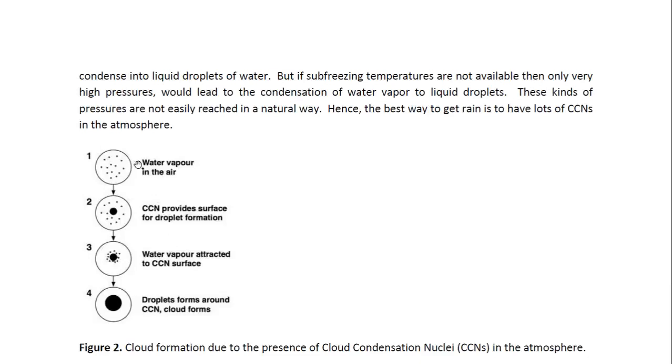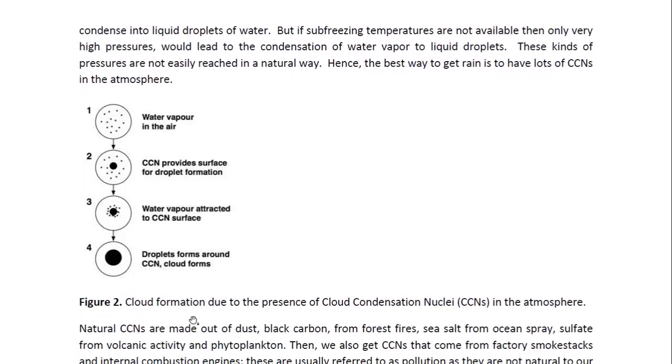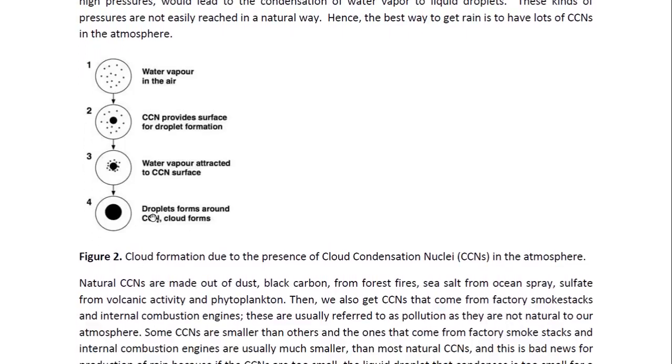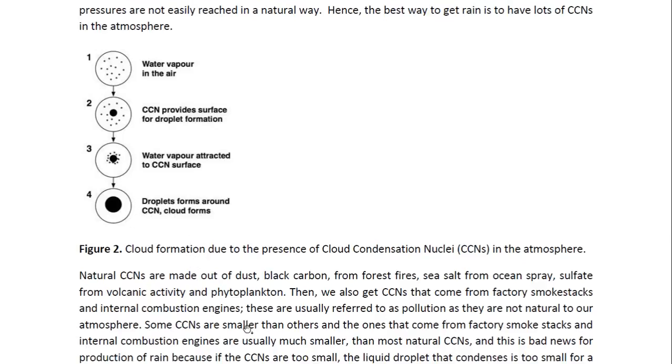And this is what then happens. We start with water vapor, we then have a CCN, then the water vapor is attracted to the CCN and it condenses on its surface, thus forming a droplet, a normal cloud droplet. But that's not the end. These droplets then have to collide with each other and coalesce into larger droplets.